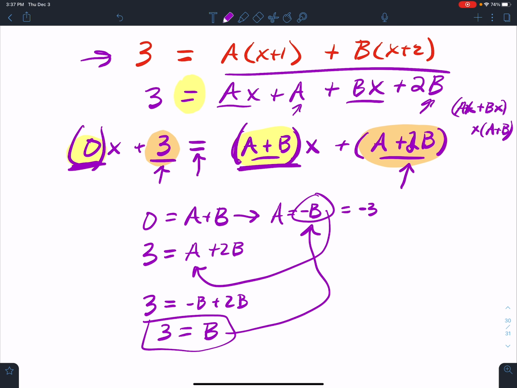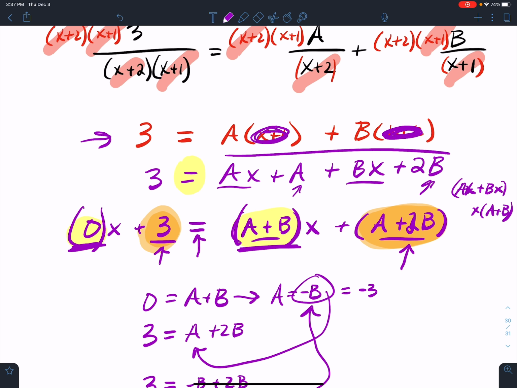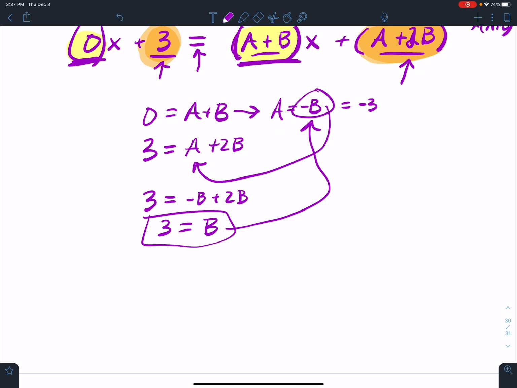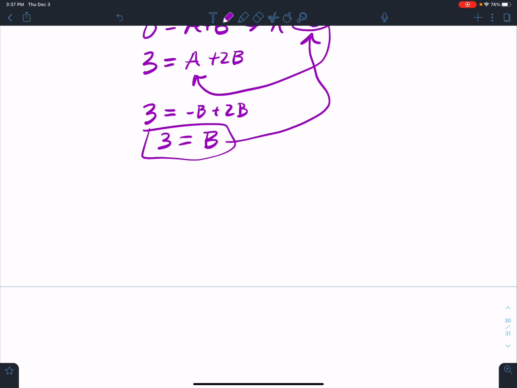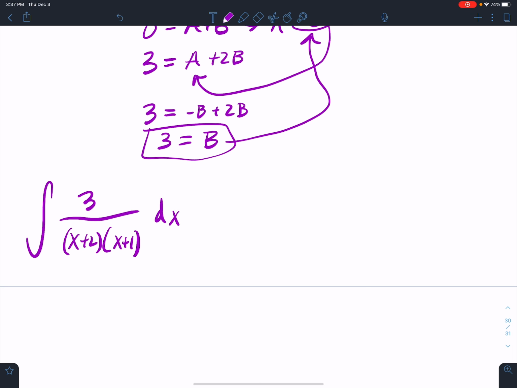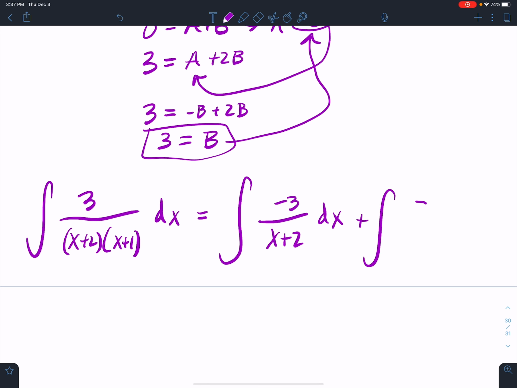The other one, you look and you say, what value of x can I plug in here to make that go away? What value of x can I plug in here to make that go away? So you kind of have to do a little bit of thinking, but not too terribly difficult. So let's go back to what we had. So we had the integral of 3 over x plus 2 times x plus 1 dx equals, and then we said that it was negative 3 for x plus 2, and we said that it was 3 for x plus 1, okay?